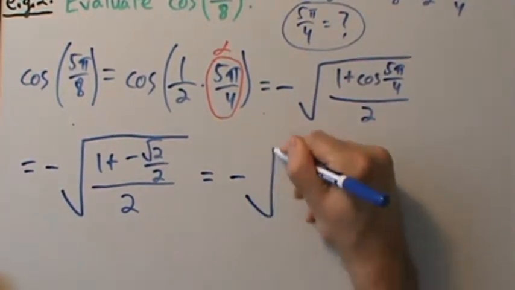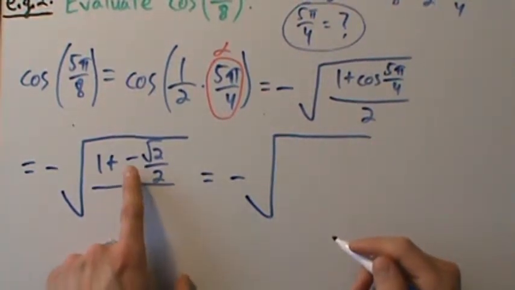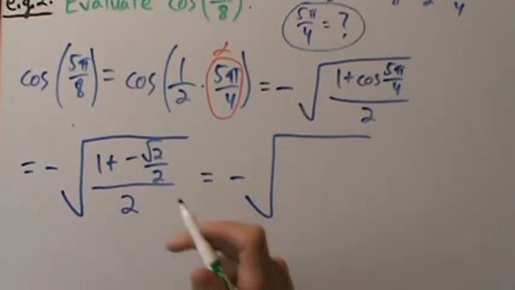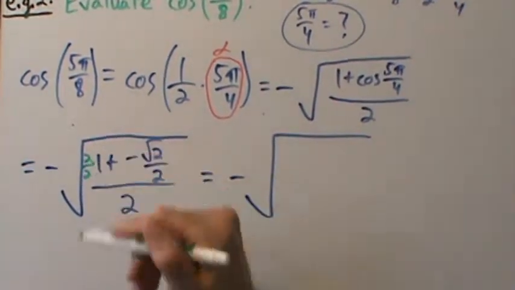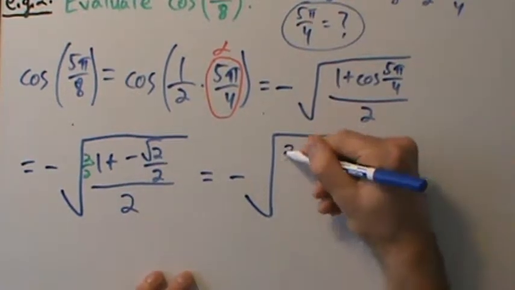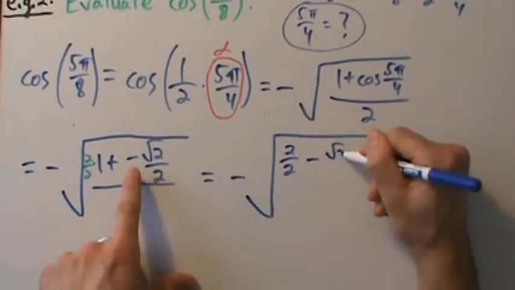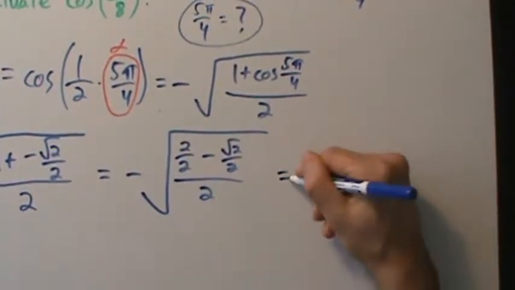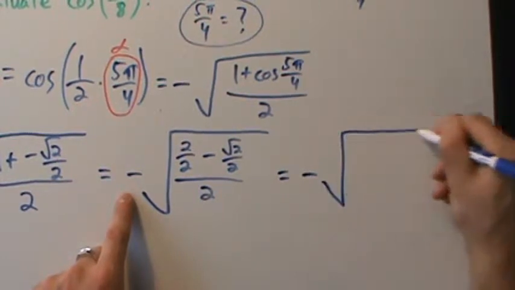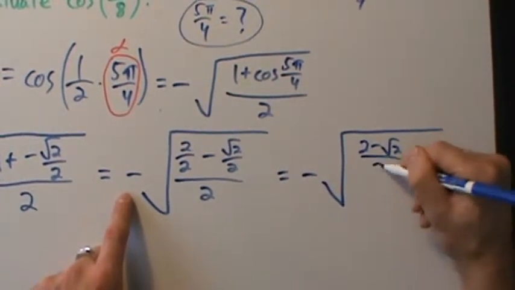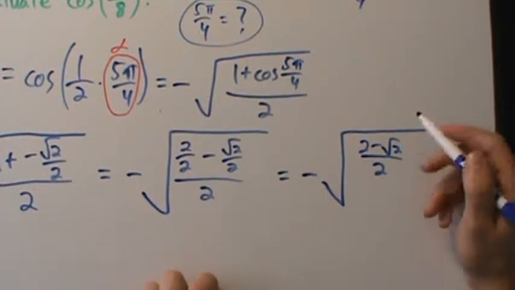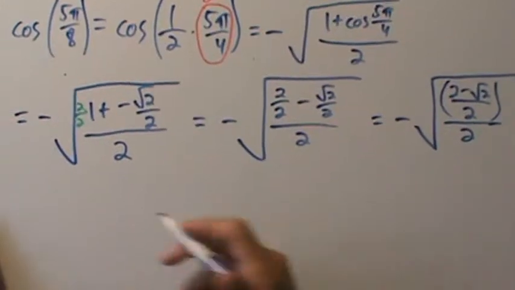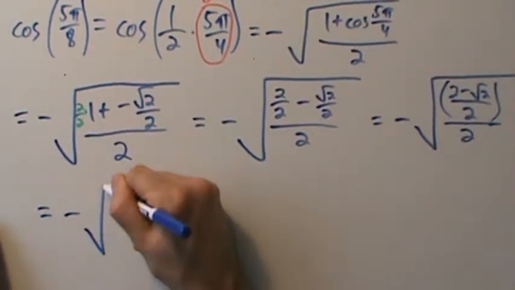So this equals negative, and this 1 plus negative just becomes minus. With the 1 here, let's get a common denominator, so we multiply by 2 over 2. That's going to be 2 over 2, and then plus negative becomes minus root 2 over 2, all divided by 2. Then this is going to equal, still with a minus sign out there, the square root of 2 minus root 2 all over 2, and then still dividing by this 2 down here.